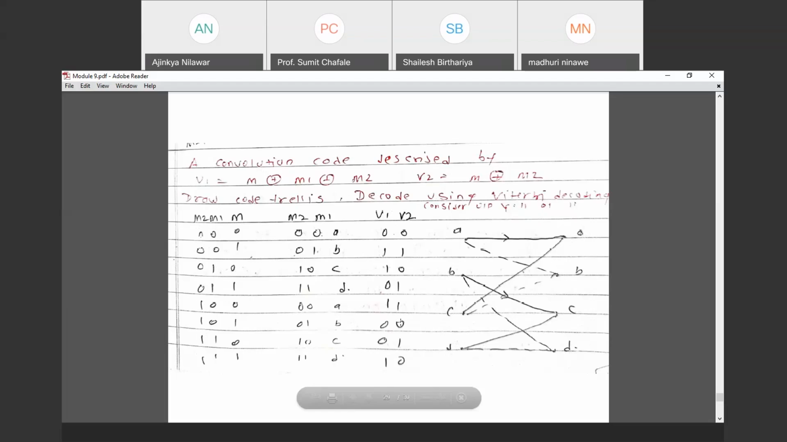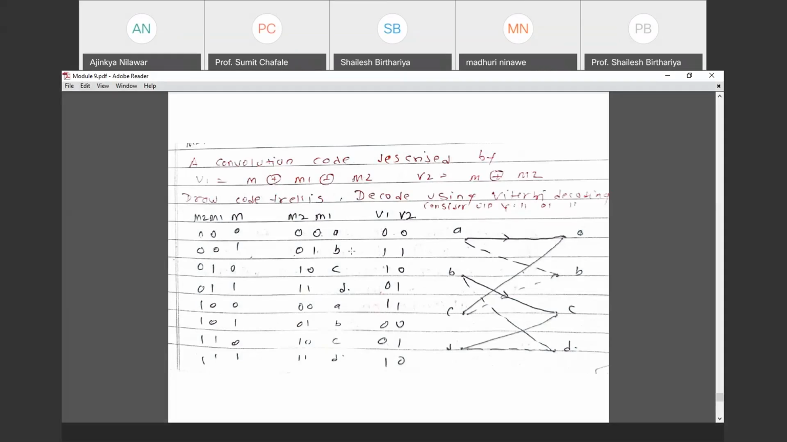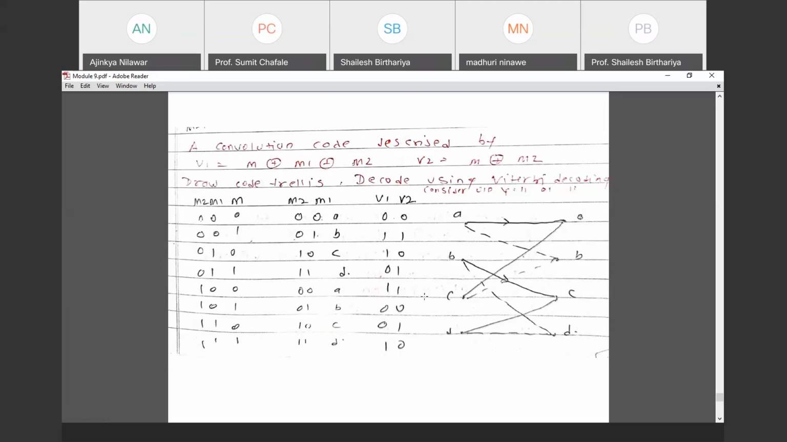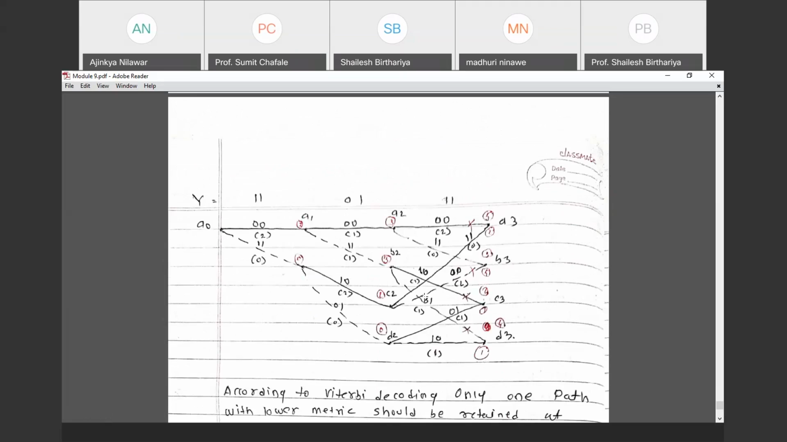And how will this table for V1 be generated? It is simple. Just put the values M, M1, M2. So first case, 0, 0, XORing 0, we will get 0, right? Similarly, this table will get generated. Okay. So these are the 3-bit input. That means the number of states is 8 and we have this diagram. Okay. This is how convolution coding is generated.